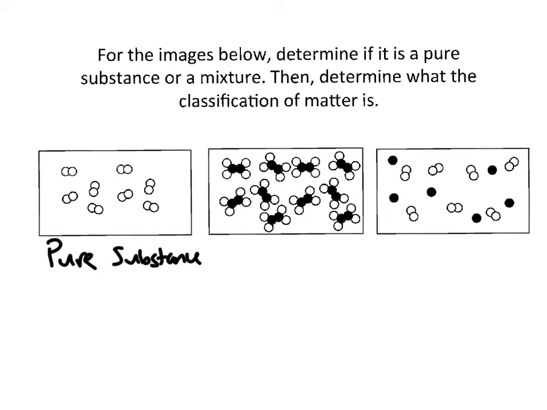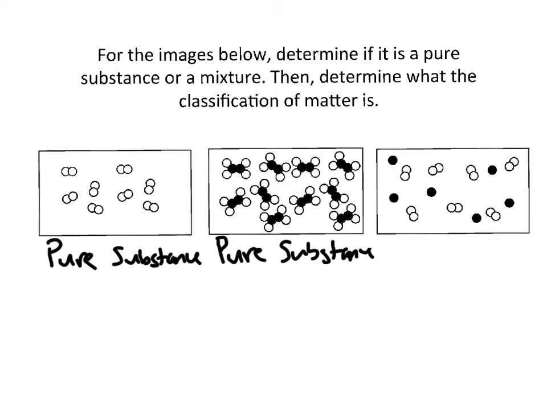So you can view this picture in the middle not as a bunch of different circles, but you can essentially view it as 1, 2, 3, 4, 5, 6, 7, 8, 9, 10 particles. And the question is, are those 10 particles the same? And the answer is yes, they all are the same. And so once again, this one would be classified as a pure substance.